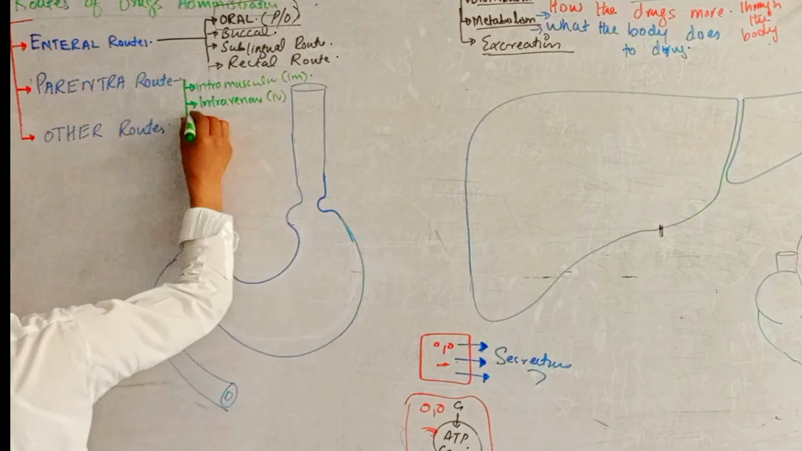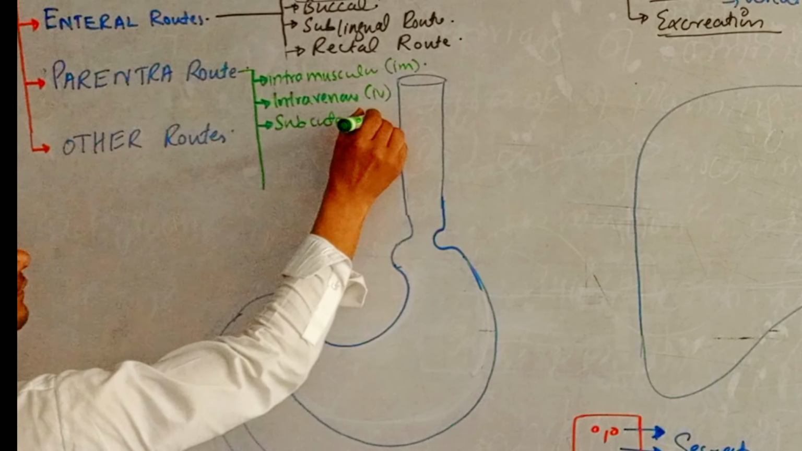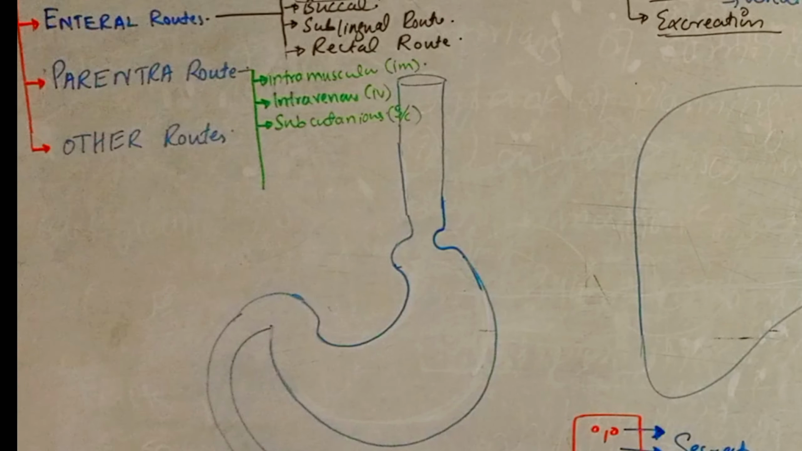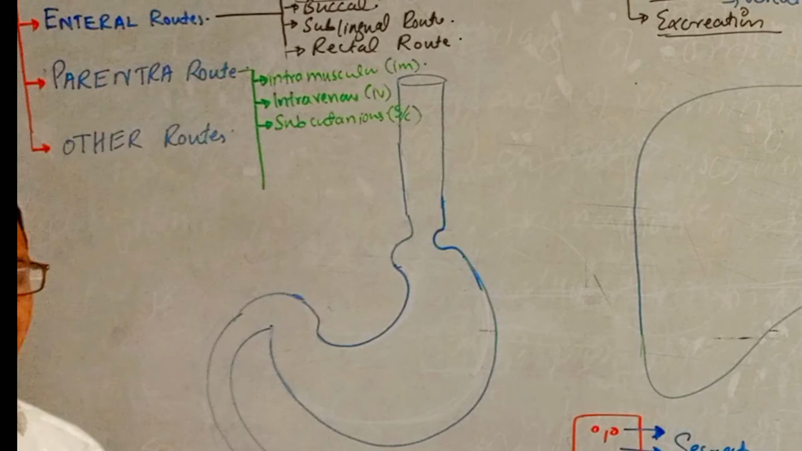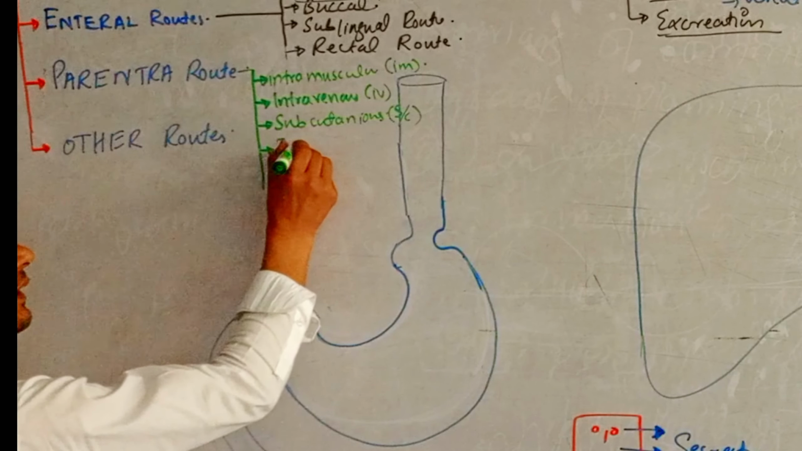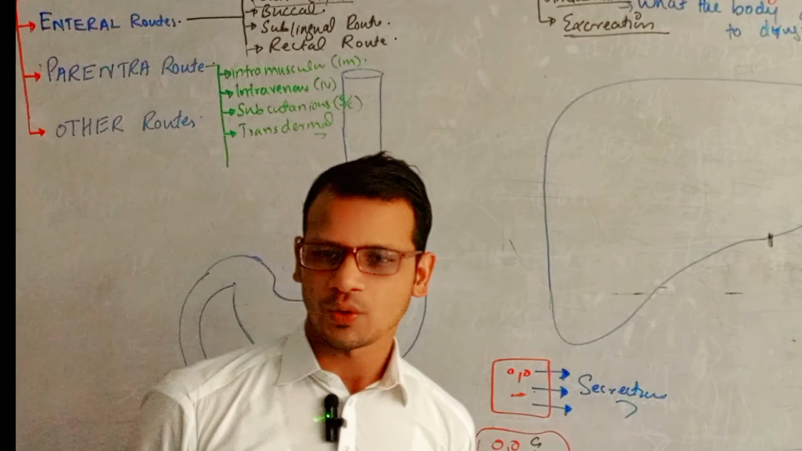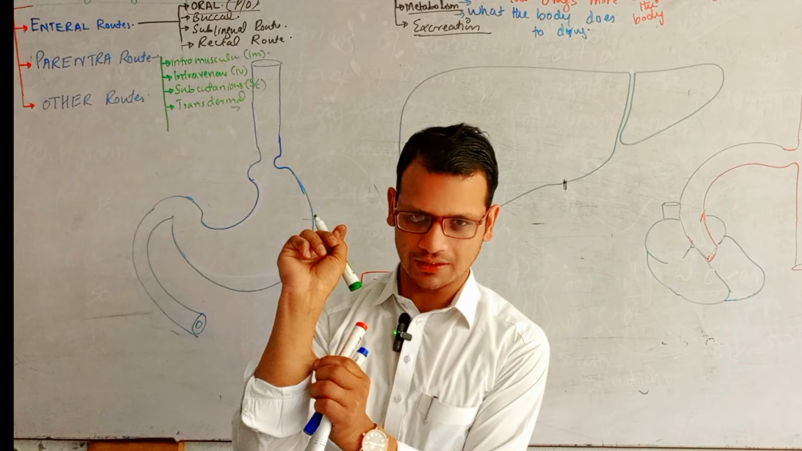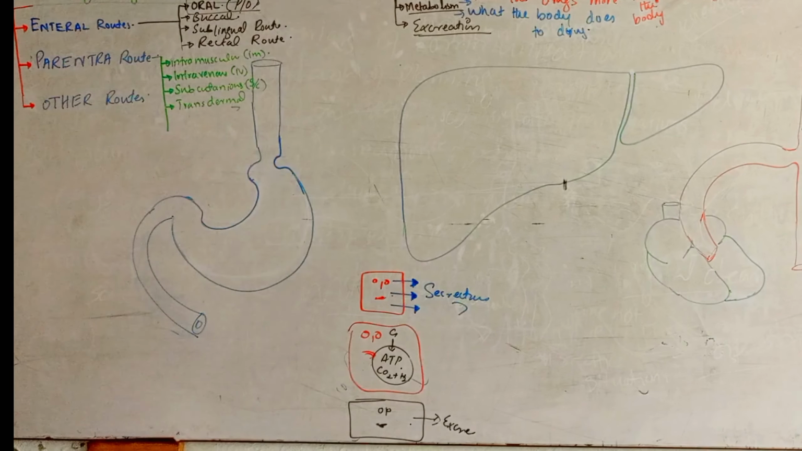The third is subcutaneous, represented by SC. When we inject a drug into adipose tissue, this is called the subcutaneous route. And the fourth is intradermal. When we inject a drug into the dermis layer of the skin, this is called intradermal, like insulin. Insulin is absorbed from the dermis layer.